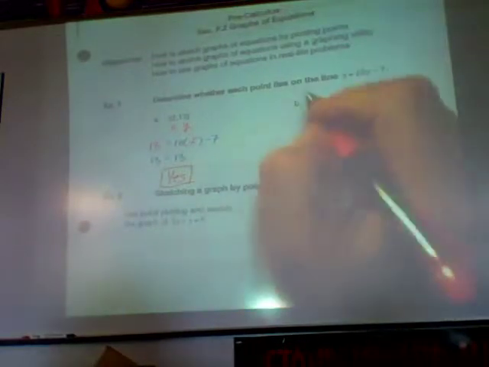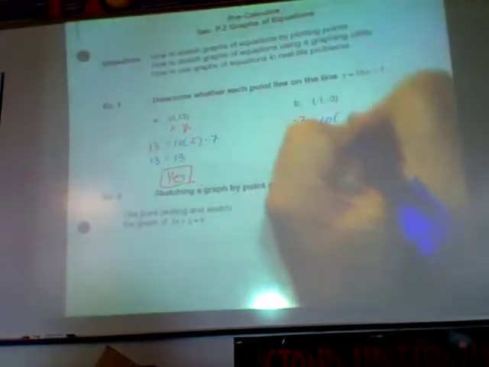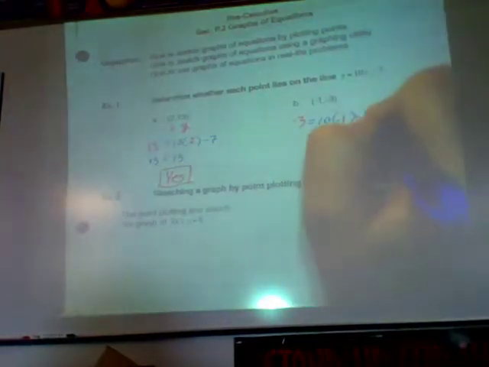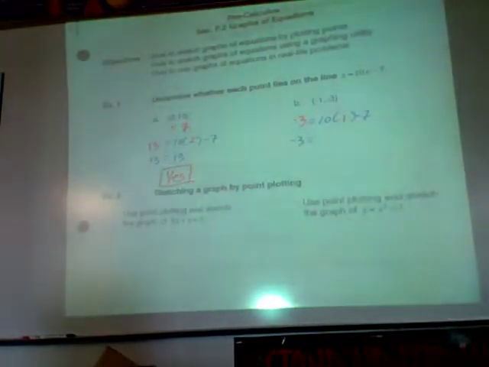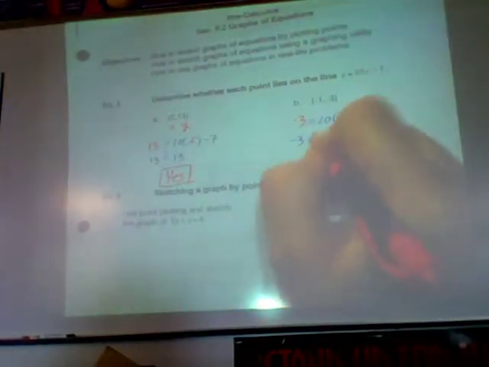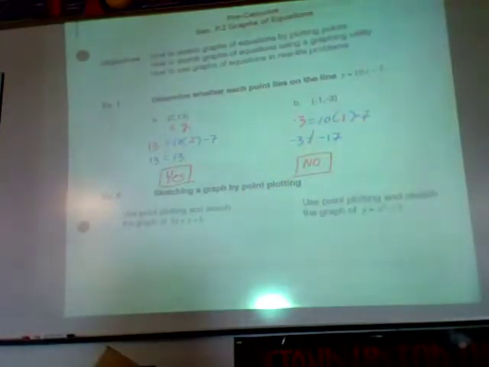So then plug in this one: -3 equals 10 times -1 minus 7. What's 10 times -1? -10 plus a -7, which is -17. Are those equal? No. So then no, (-1, -3) will not lie on the line.